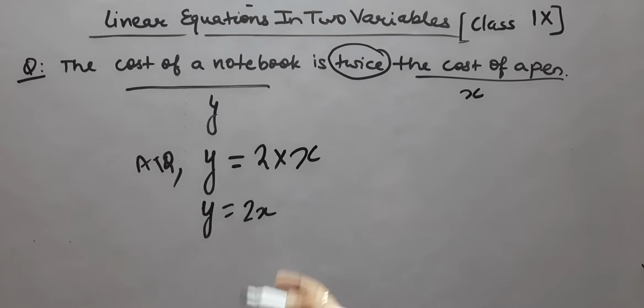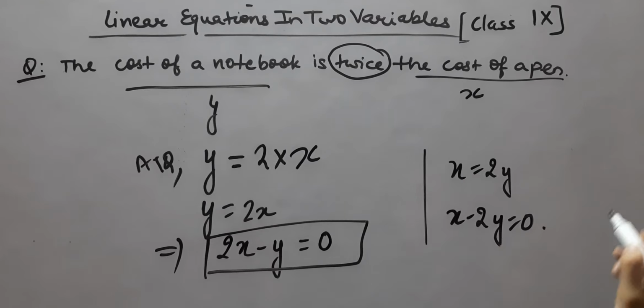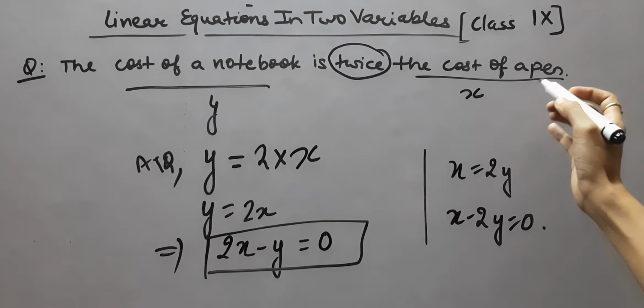Fine. And also it totally depends that you can take the cost of a pen also y. Then the notebook will be x. So in that case, it will become x is equal to 2y. Then x minus 2y is equal to 0, if I take the cost of a pen as y. Then this equation will be formed.